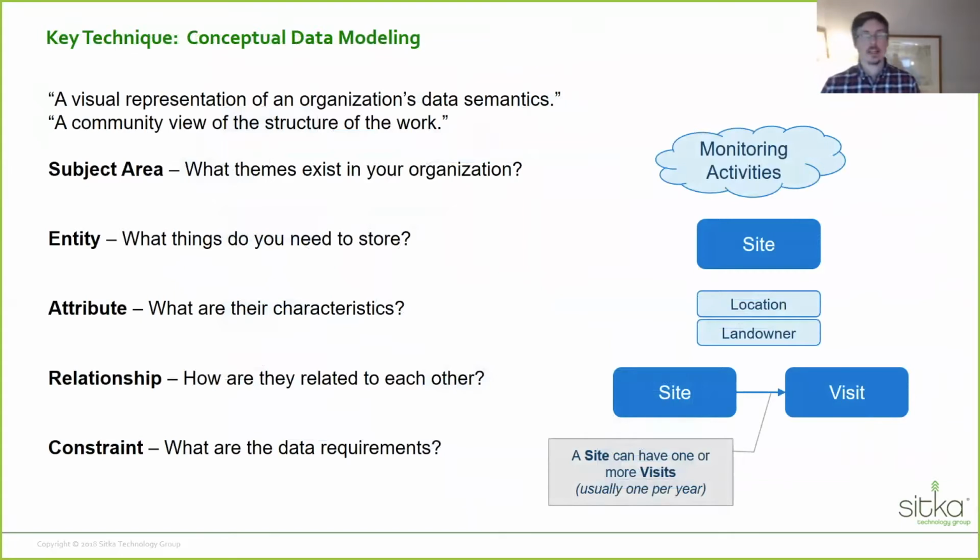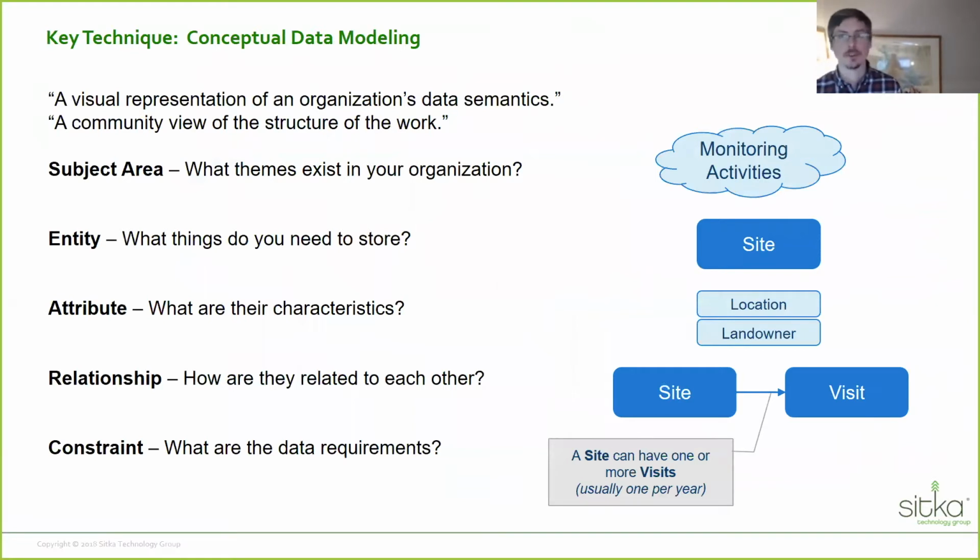Another key technique I wanted to drill into is conceptual data modeling. A couple of quotes I found about conceptual data modeling that I liked: one can think of it as a visual representation of an organization's data semantics, or a community view of the structure of the work.